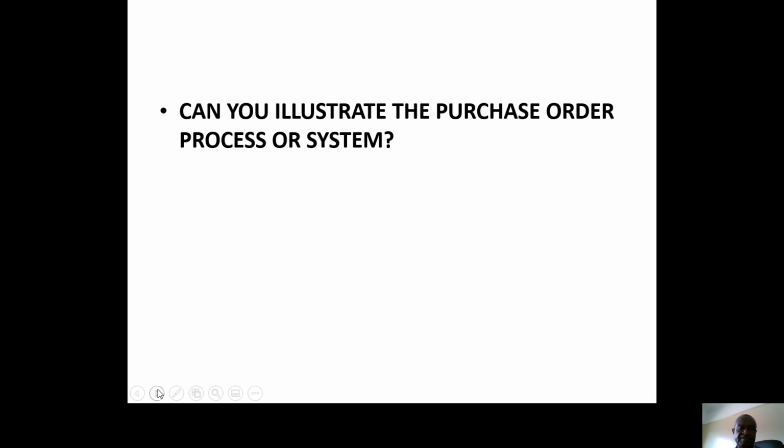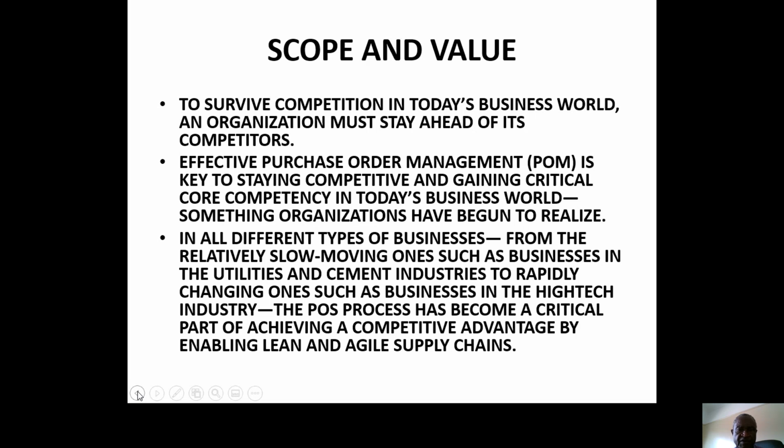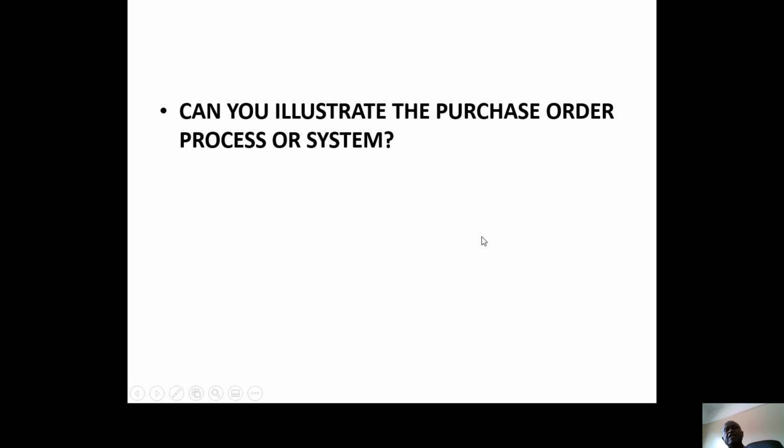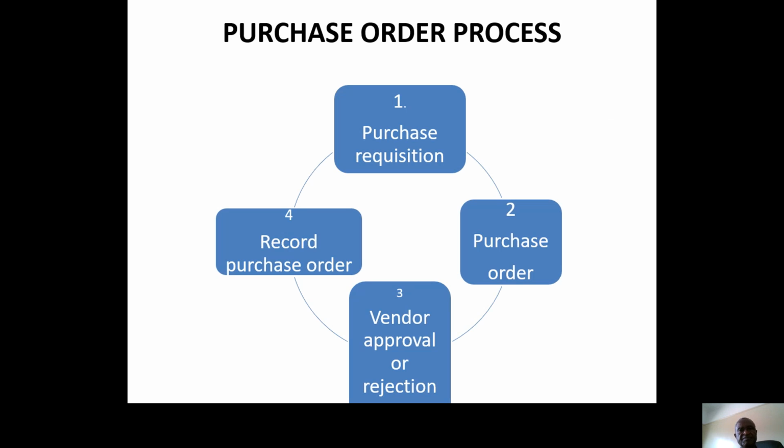Now, I think I've omitted one of my slides here. Scope and value, that's where we were, right? Then, can you illustrate the purchase order process or system? Just write it down so that we can also follow what you are saying. And then compare with what I have here.